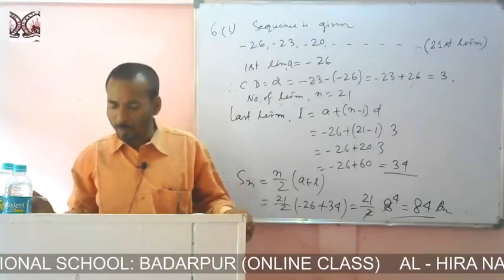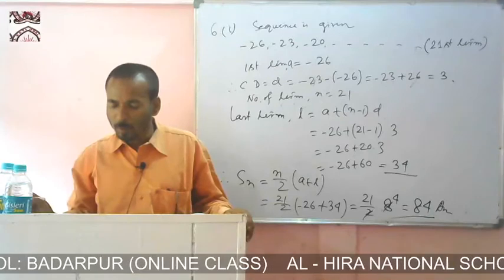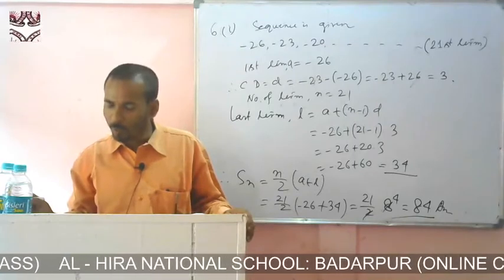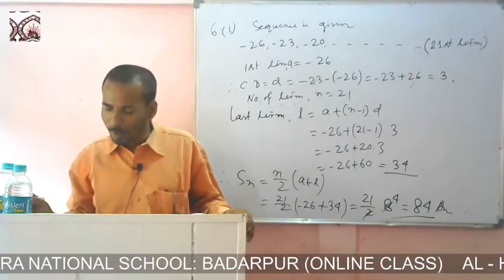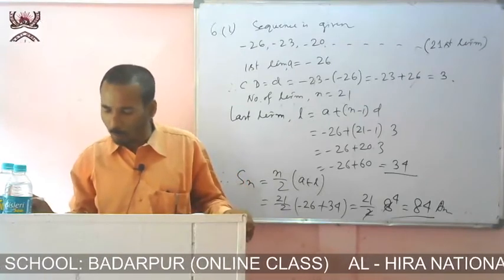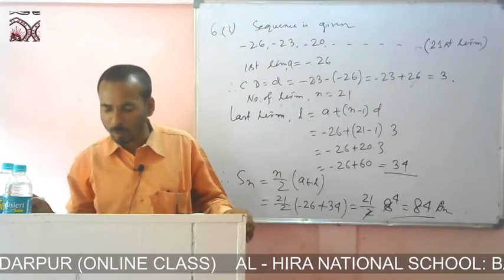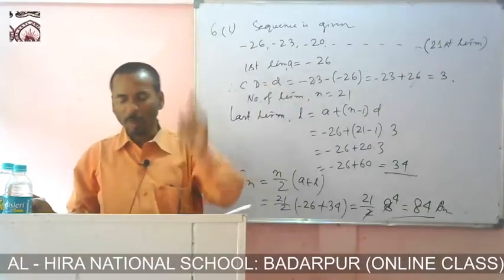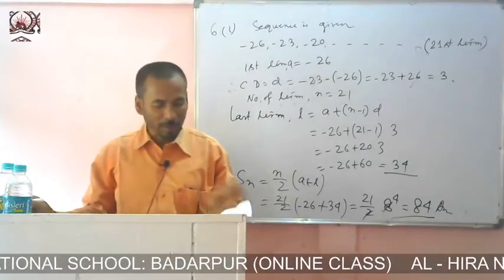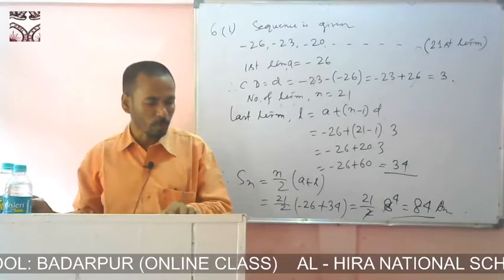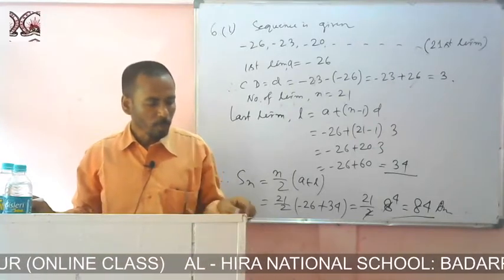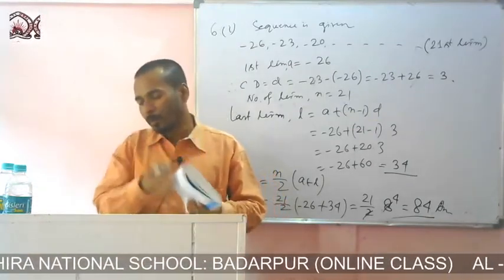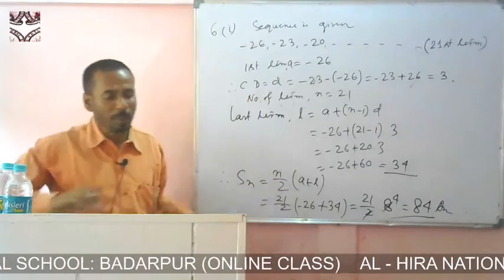Now number 7. You see, if A, B, C are in AP, then show that the following terms are also in AP: 1 by BC, 1 by CA, 1 by AB. One condition is given. Basically, if it is in AP, then twice the middle term will be the sum of the first and last. This is the principle. The given condition is that A, B, C are in AP.